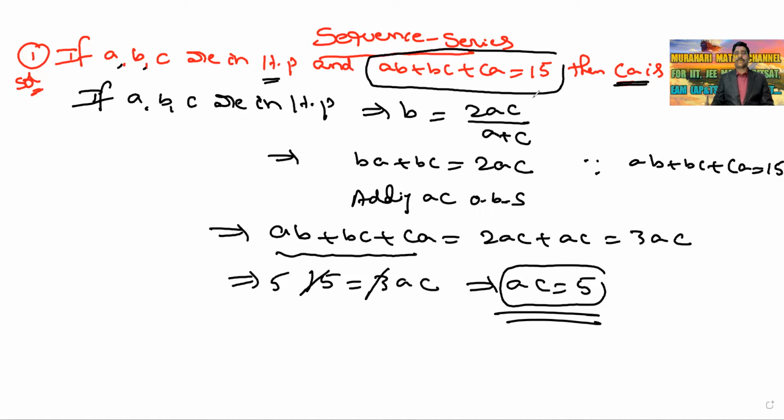This condition is most important. B is equal to 2AC by A plus C. Okay, now I am going to explain question number 2.